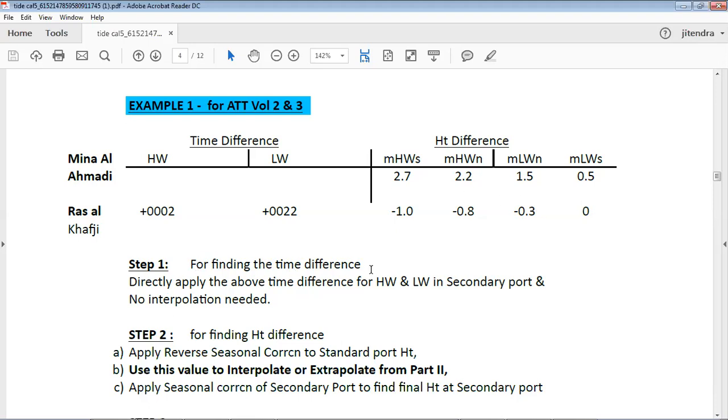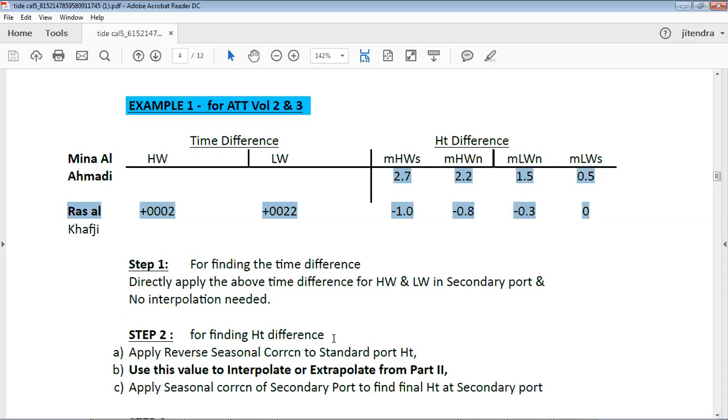For finding the time difference, directly apply the above time difference for high water and low water in the secondary port, and no interpolation is needed, because if the time difference is not given, you just apply it. This means the correction for Ras Al Khafji, where we want to find the tide, and Mina Al Ahmadi is the standard port for that. Since the time duration is not given for all, that means for all the time correction is this much only. And the height difference is given, so we will apply that.